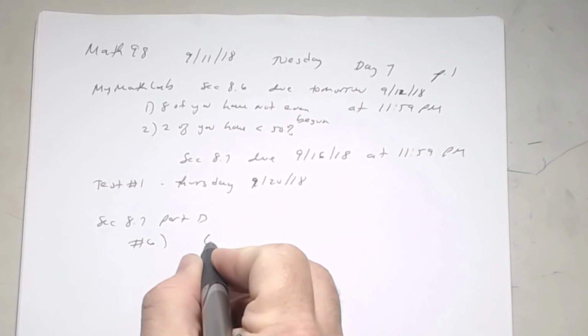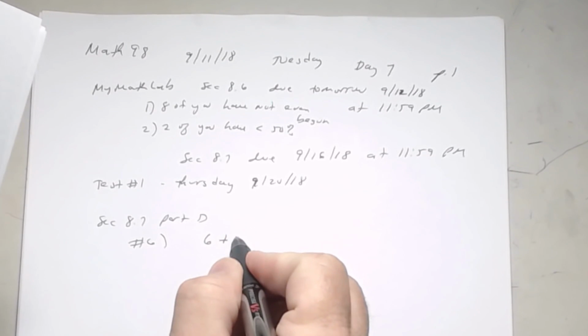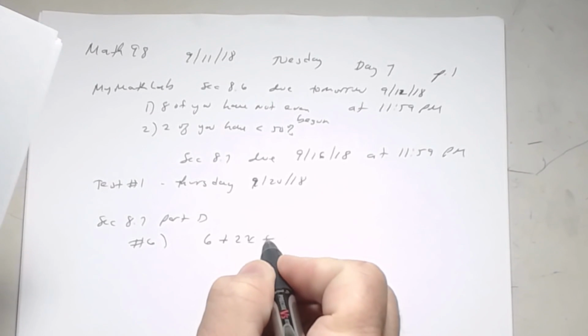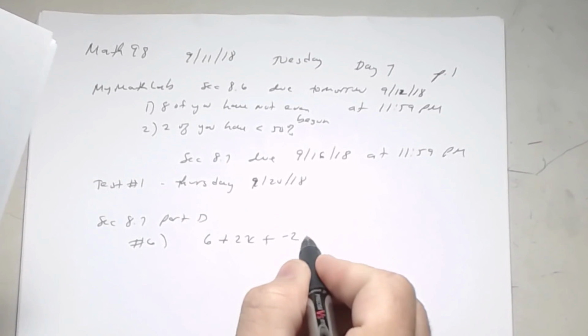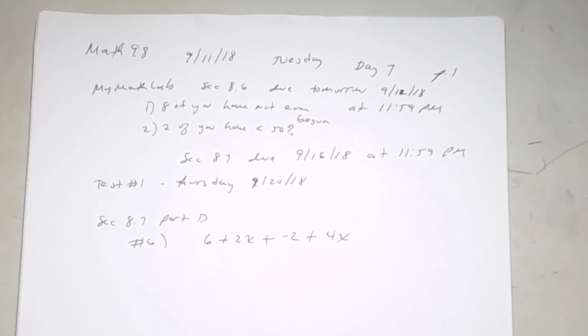So the sum of 6 plus twice a number means what? 2x. 2x plus a -2 plus 4 times a number means what? 4x. So that's what you should have written out. But in the parentheses, it said you had to do what to this? Simplify your answer. So which meant you had to combine like terms in this case. So simplify in this context means to combine like terms.